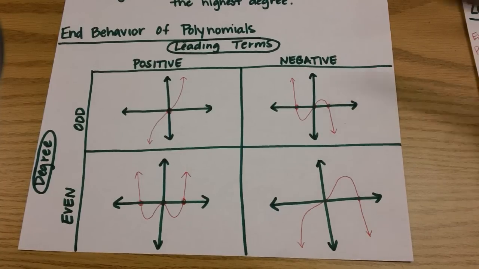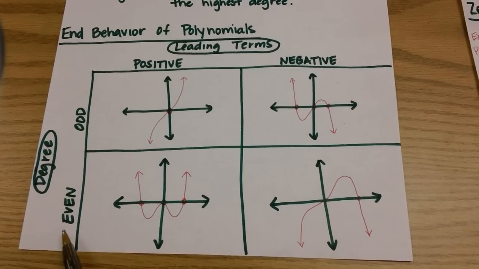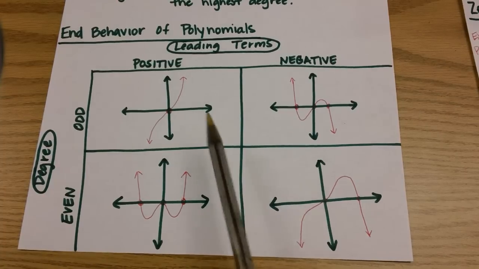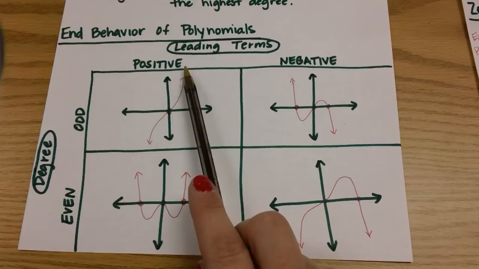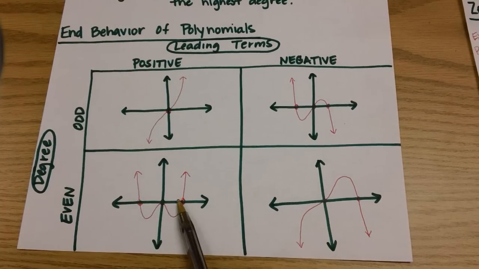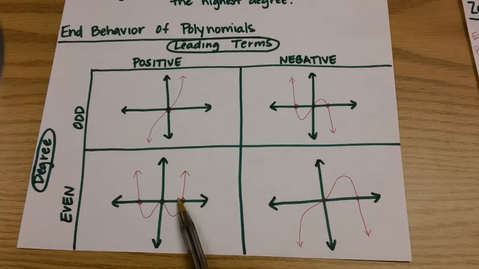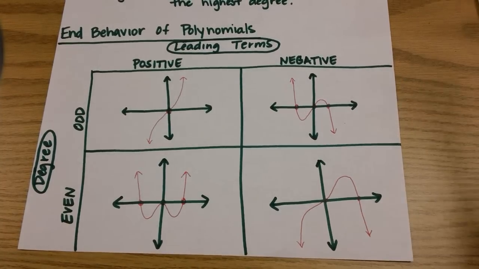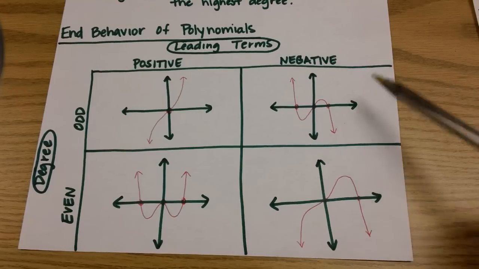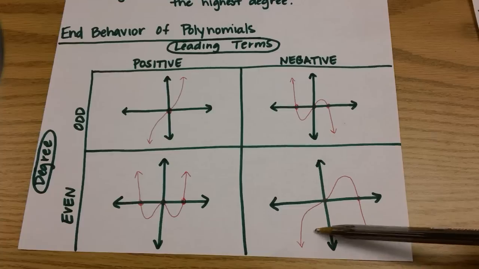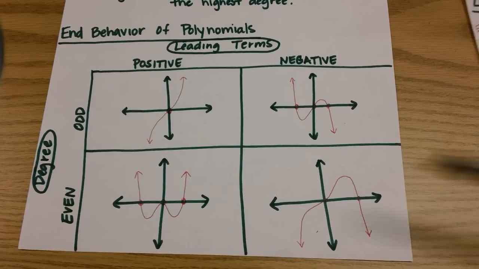This is opposed to when our degree is even. If our degree is even and our leading term is positive, the end behaviors are both going to be going towards infinity. If our degree is even and our leading term is negative, both of our end behaviors go towards negative infinity, like in this example here. Okay?